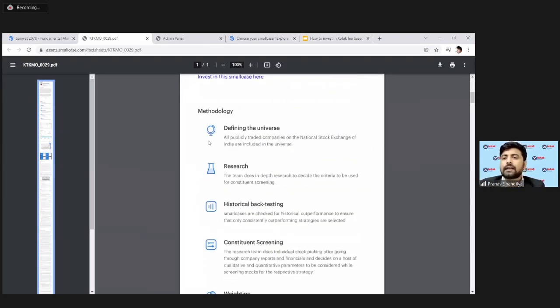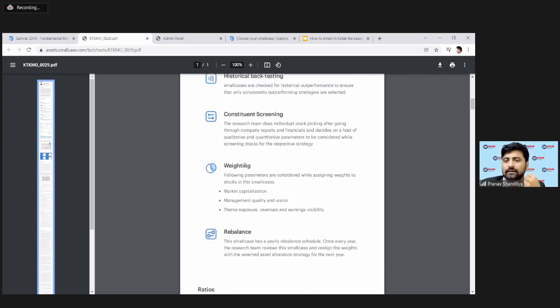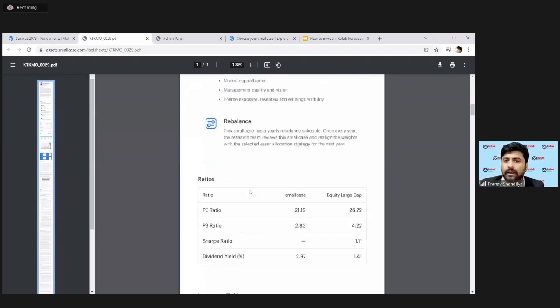Then you will find details in the methodology section, like how the universe of stocks was defined, what is the research mechanism that went into it, for how long it has been historically backtested against an index, what is the screening mechanism, what is the weighting mechanism. Are all the stocks in this basket equally weighted, are they weighted according to their market cap, or are they weighted differently according to the expected best performing stock, expected second best performing stock, and so on. All those details will be listed in the weighting mechanism.